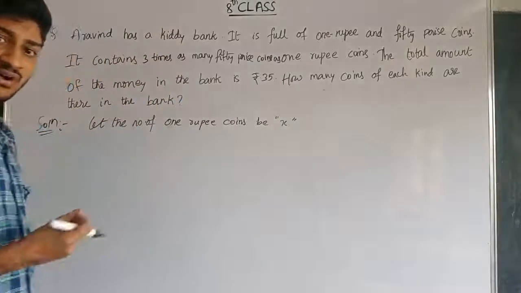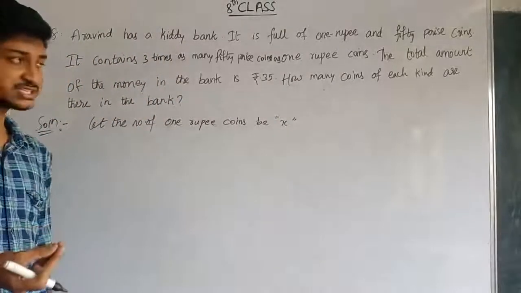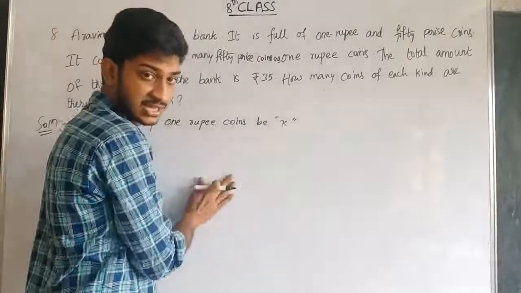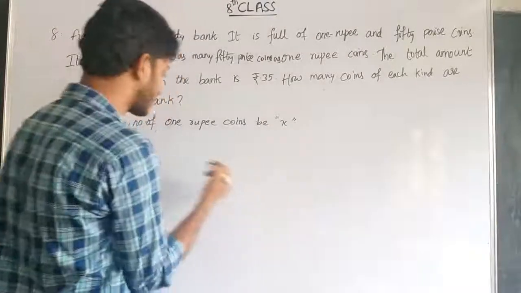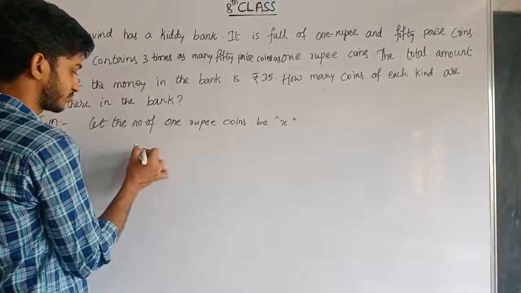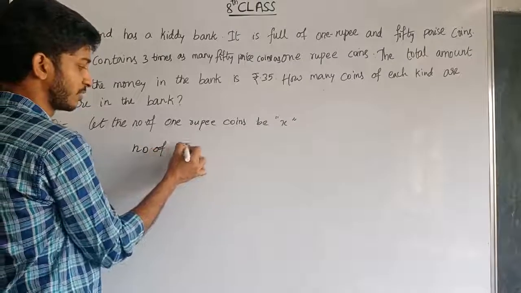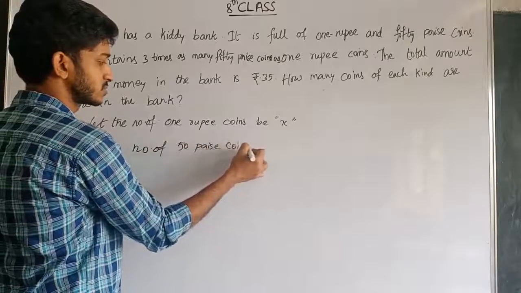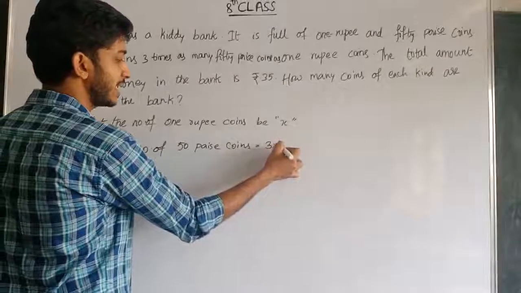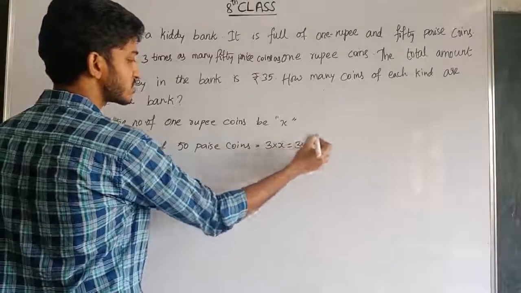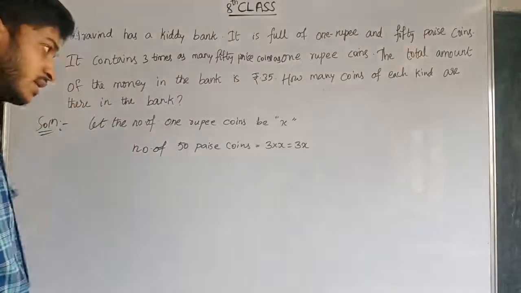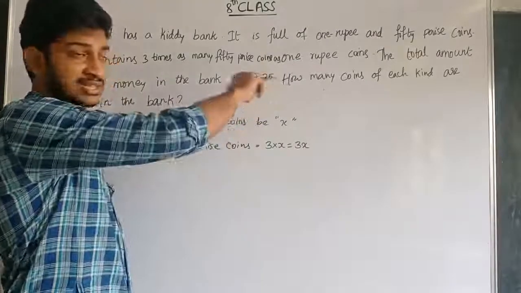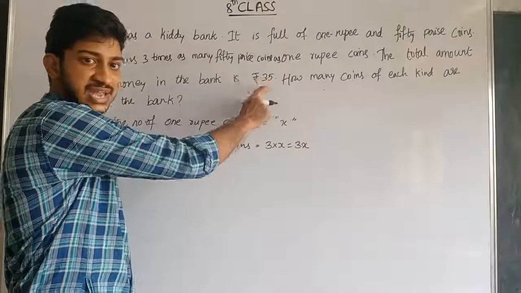Then how many 50 paisa coins are there in this bank? Three times of it, which means 3 into x equal to 3x coins. So the number of 50 paisa coins equals 3 into x, that equals 3x coins. Now we know the total amount in the bank, which is 35 rupees.